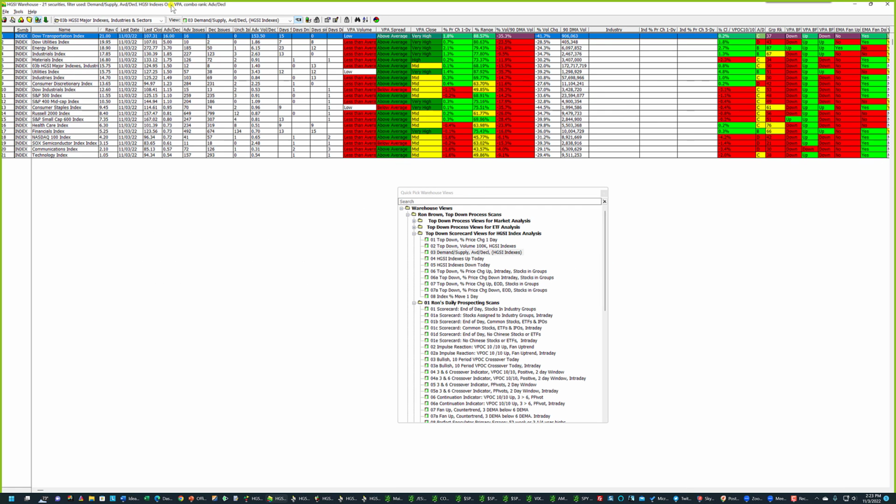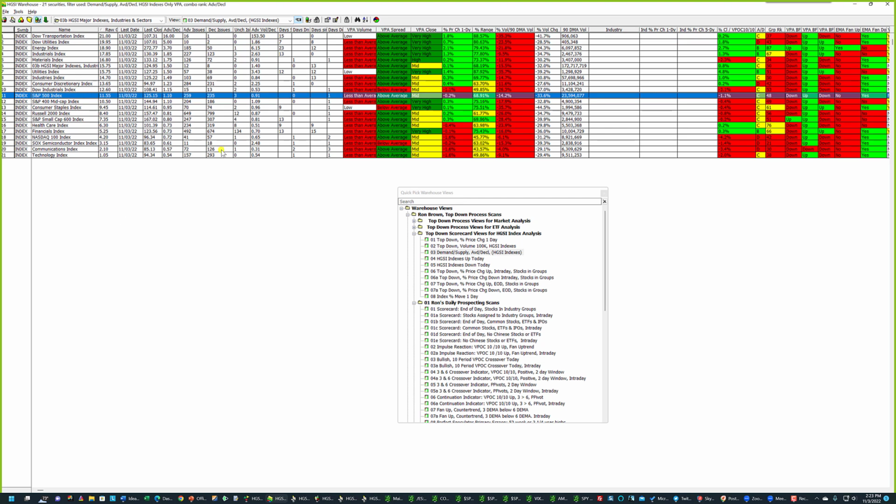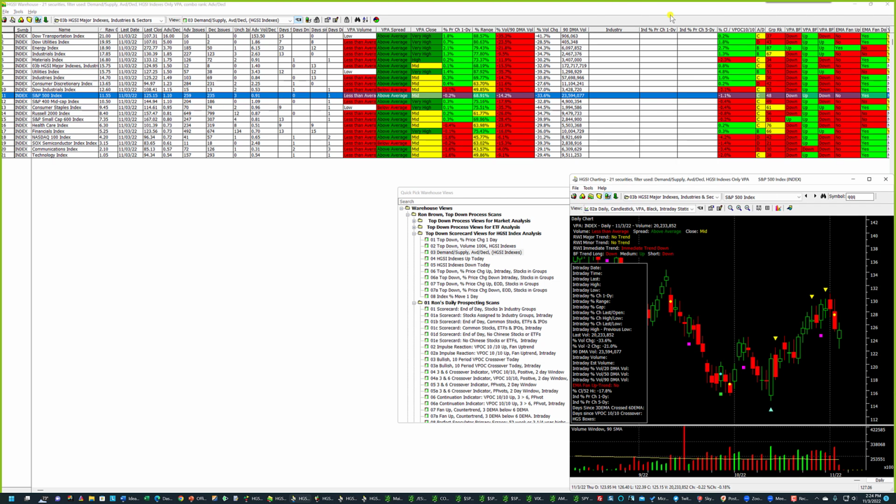Okay, so let's go in here, and I want to take a look at the S&P 500. You can see the advancers versus decliners are actually slightly positive now. These numbers are calculated when I rebuild the indexes, so I can get an intraday view anytime I want to, and then I can analyze these charts.